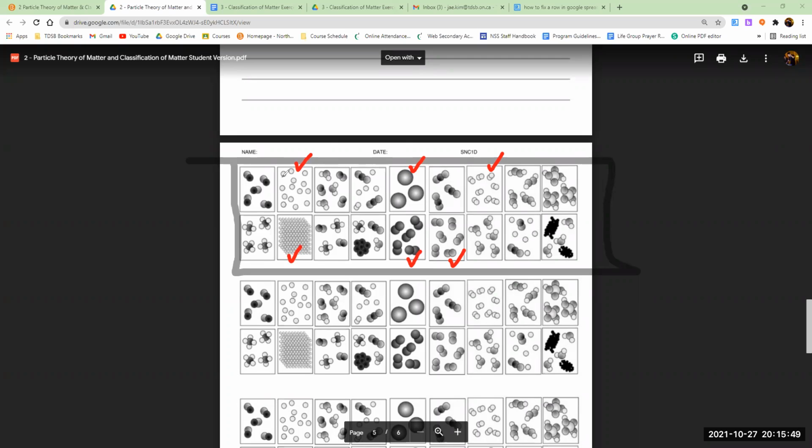Here are compounds in dark blue. Here's a compound, compound, compound, compound, and compound. Those are my six. Everything else, which I can do in green, is going to be mixtures: a mixture, a mixture, a mixture, a mixture, and a mixture. I think for mixtures, it's pretty self-explanatory.